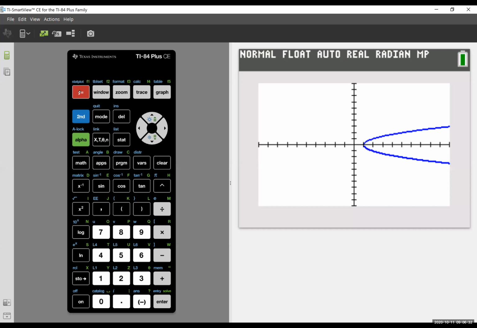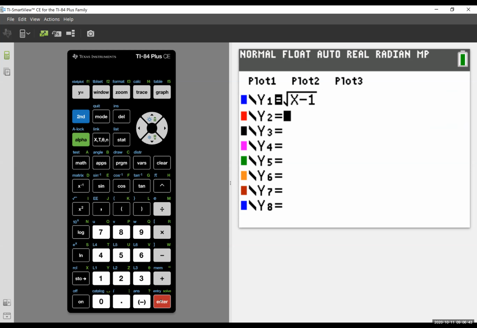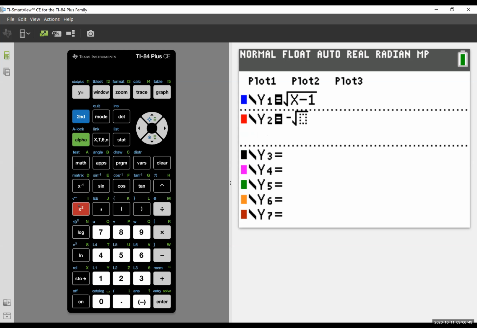And I'll go to my y equals and erase this out. What I'm looking for myself, I'm just going to look at the square root of x minus 1, and then the negative. Be careful, you're using the negative key, that's right by the enter symbol, not the minus. If it gives you an error, just switch it around. If I have a double negative, I want to be careful there. Okay, we're going to graph this.